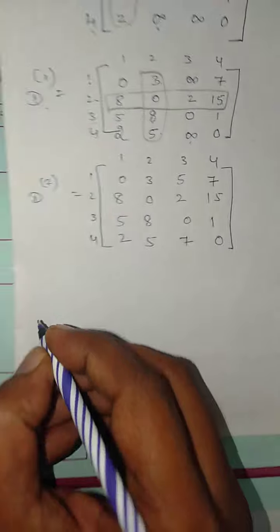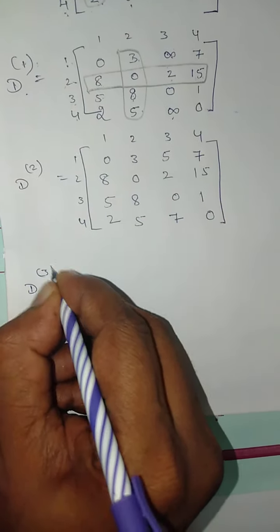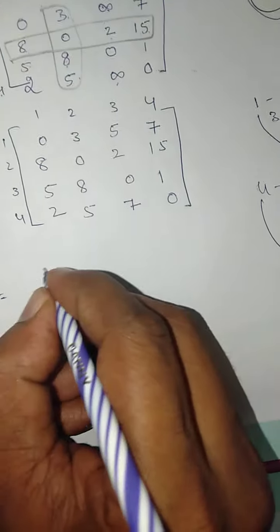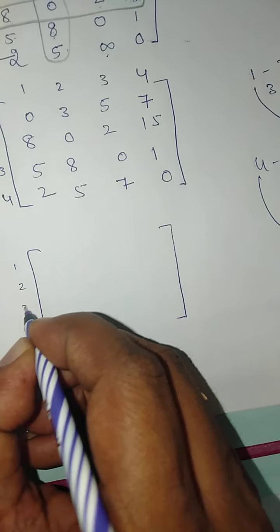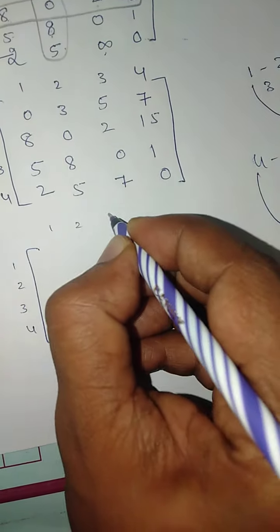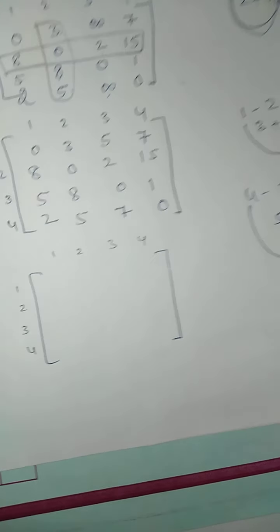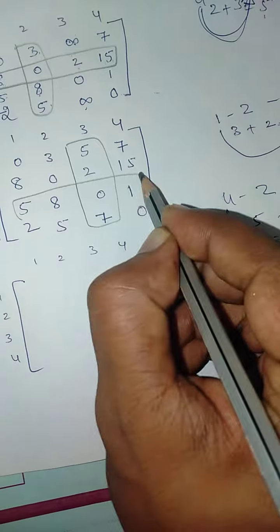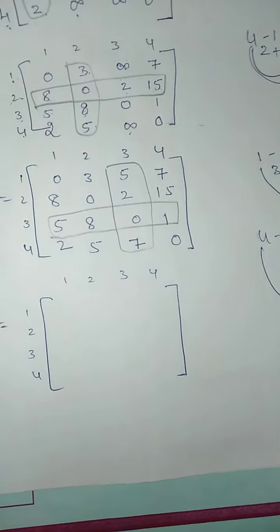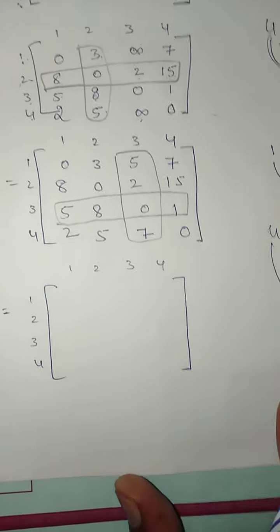Next you have to find D3. Next we have to find D3. So in order to find D3, you have to consider the third row, third column in the previous D2 matrix. Right. Now see here.